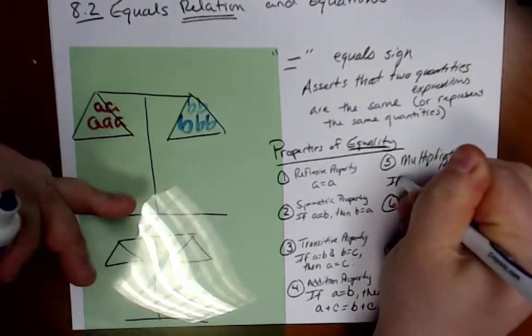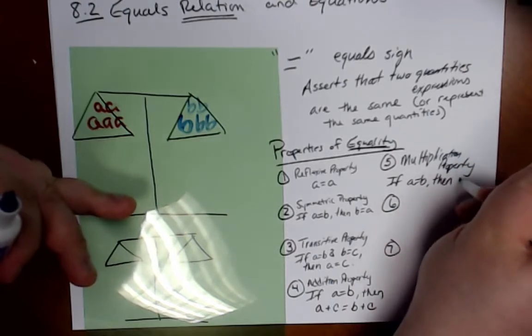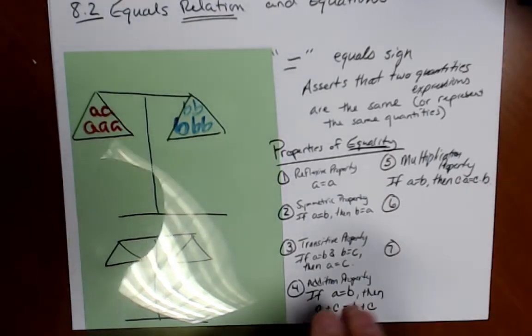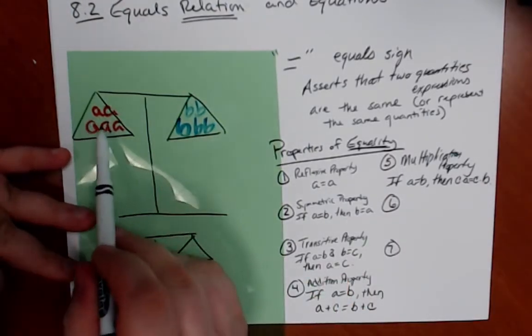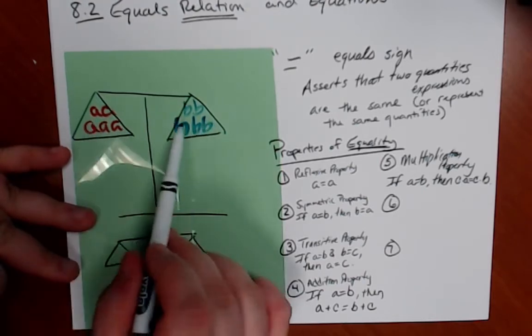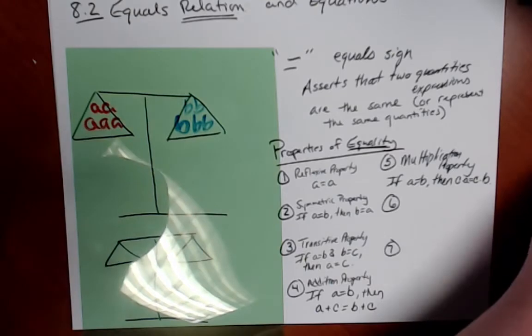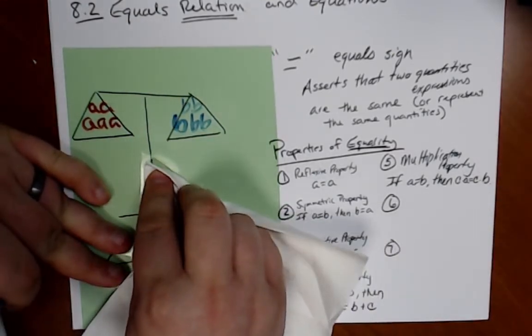That's if A equals B, then C groups of A is the same as C groups of B. Right, and I've said C groups of A because I had that many A's and that many B's. This specific example is 5A equals 5B, but more generally, CA equals CB.